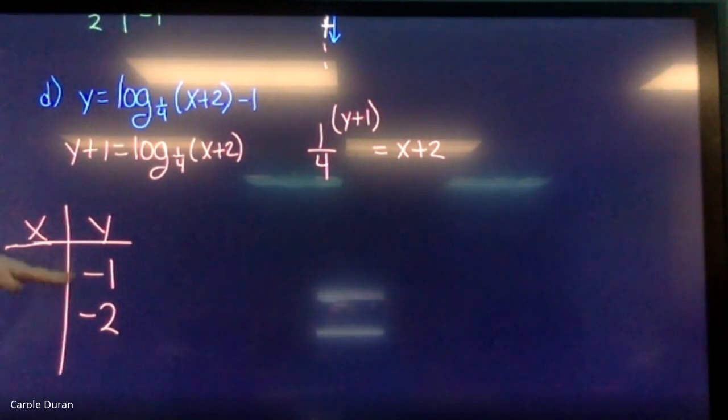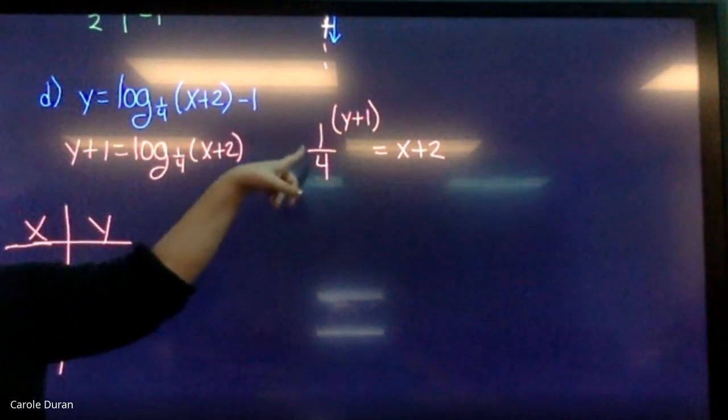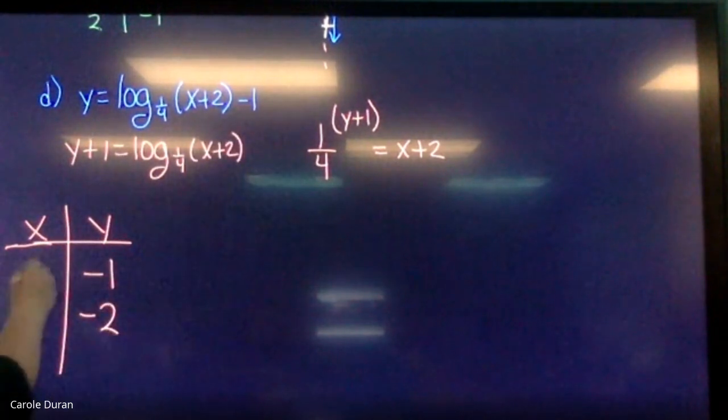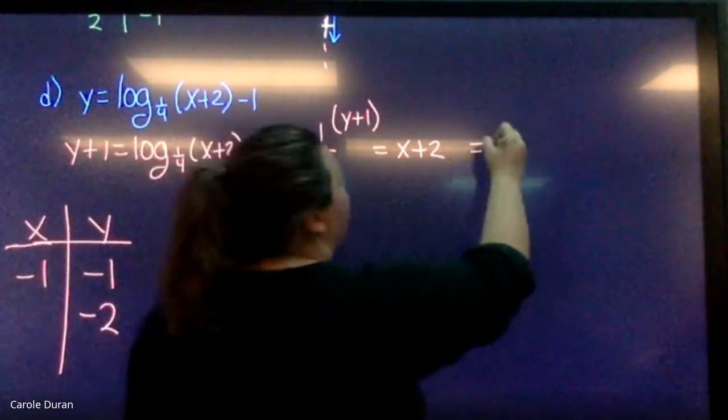So when I plugged in -1, I got 0. 4 to the 0 is 1, right? Then when I subtract this 2 over to get my x value, 1 minus 2 makes it -1. I'm stuck. Can you go do it again? Okay, this is the same.